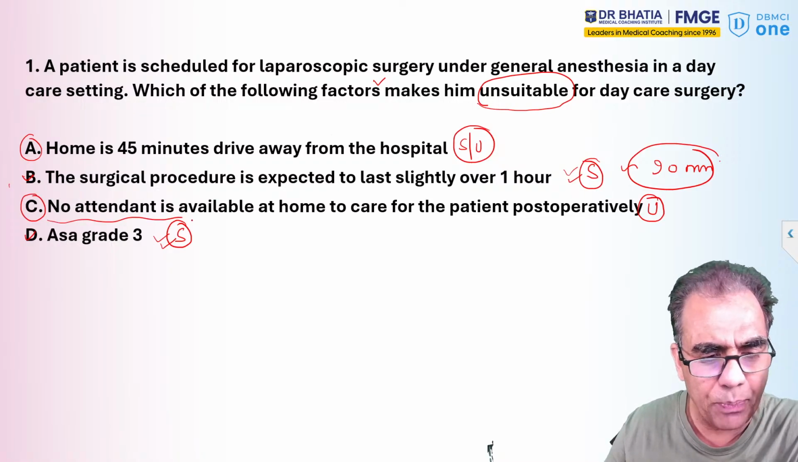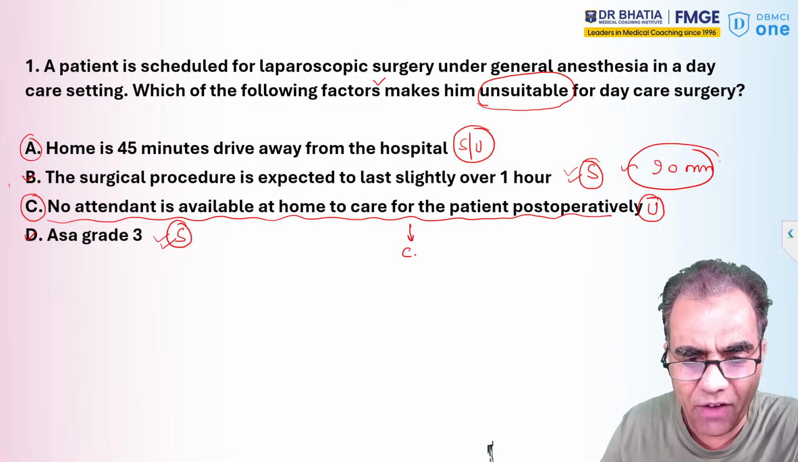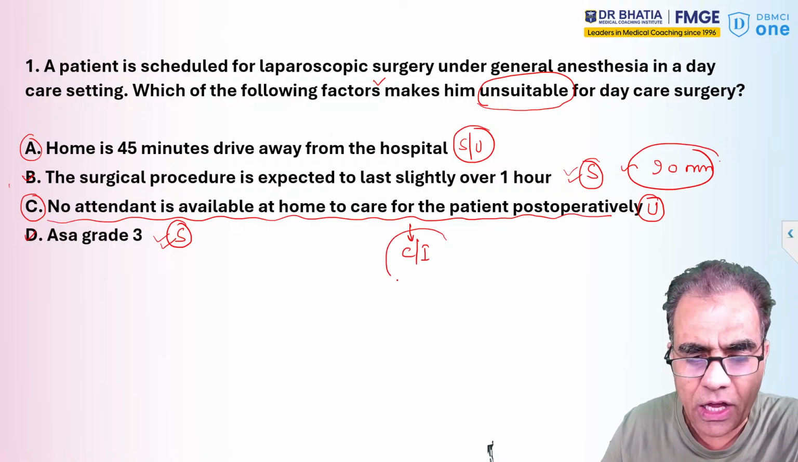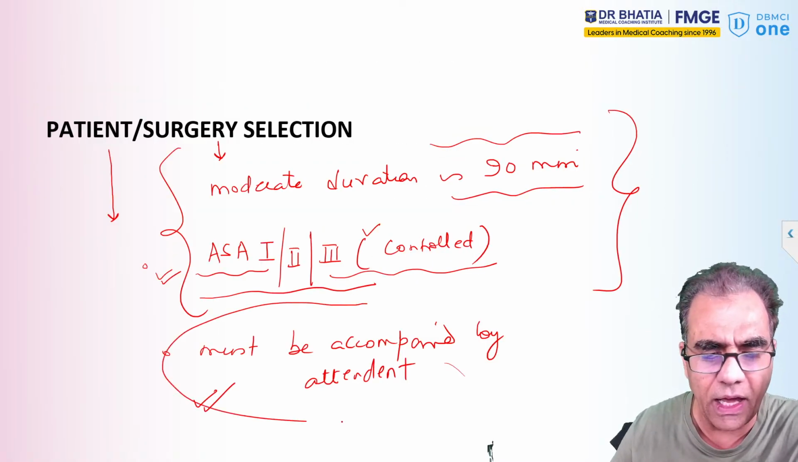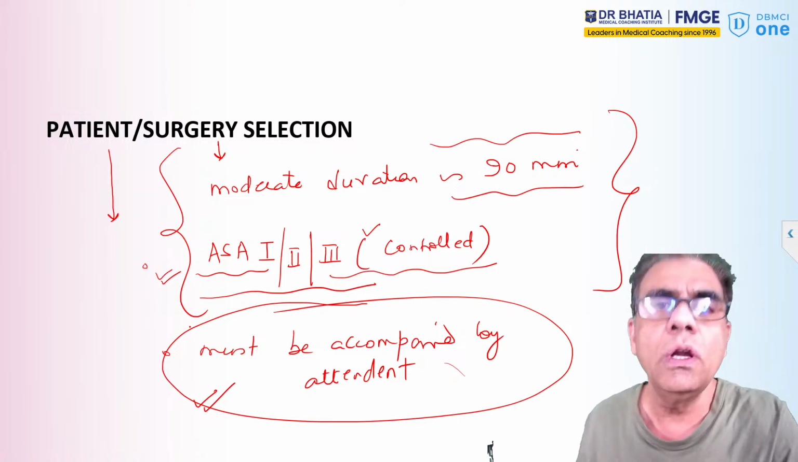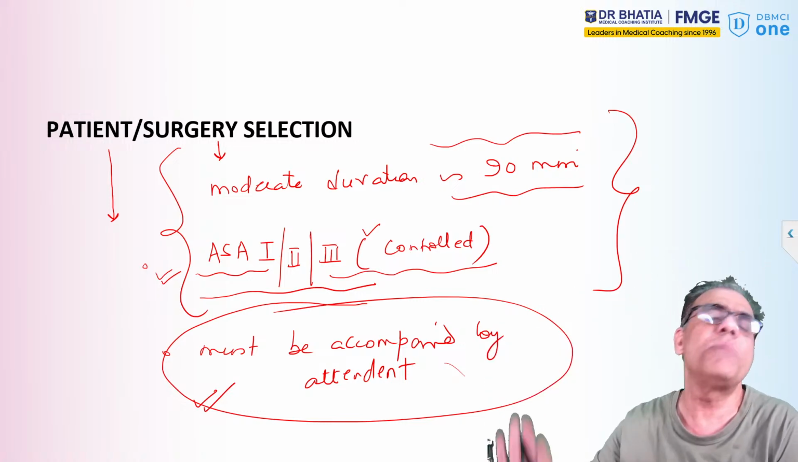This is an absolute, I will say, contraindication. A patient having no attendant cannot be considered even from the beginning for daycare surgery. This is a rule, we exclude even at the beginning of the surgery. No attendant means the patient cannot be taken.